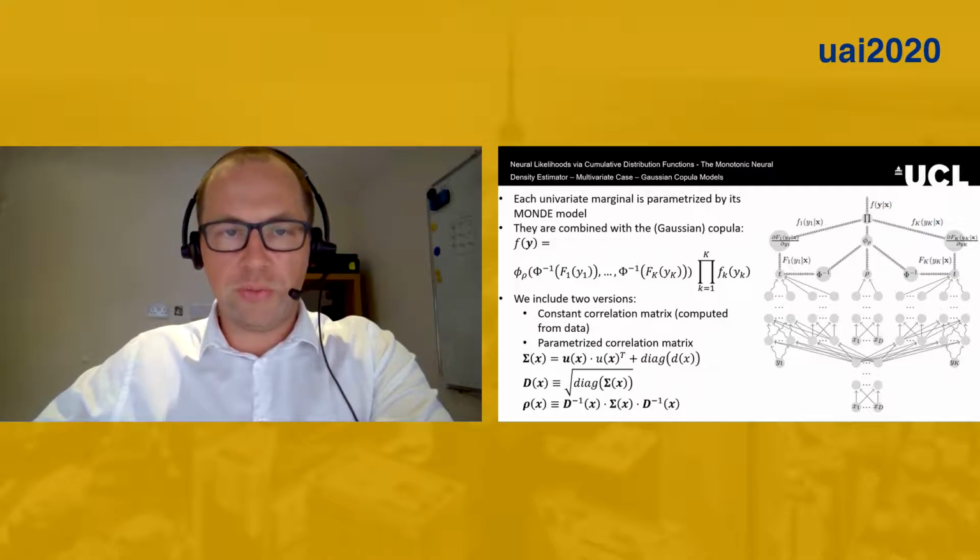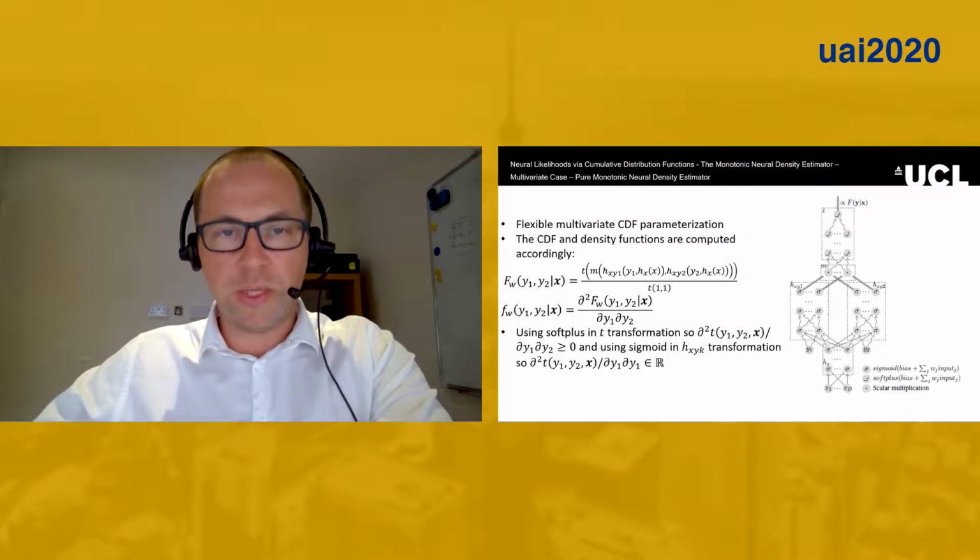The individual marginal distributions are transformed via the standard normal quantile function phi inverse. The correlation matrix can be estimated as a low-rank factorization of the covariance parameterized by the covariate vector. The estimated marginals and correlation matrix are combined with the zero-mean Gaussian density phi rho. Our final model is a flexible multivariate CDF parameterization, PUMONDE, pure monotonic density estimator. It is combined with differentiation with respect to multiple response variables to provide a likelihood function.